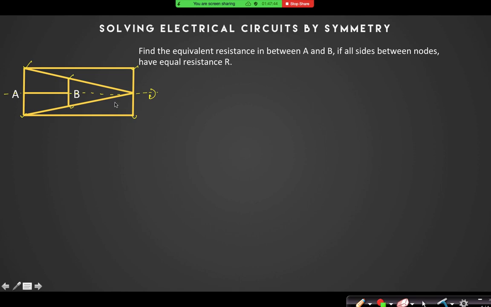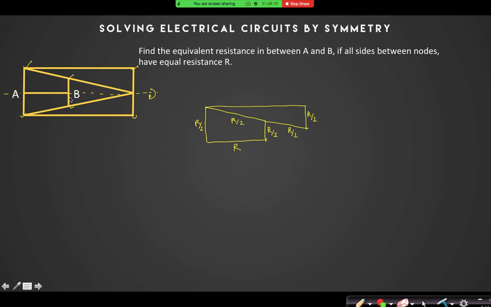If you just fold that circuit about this line, the circuit will look something like this. But now the resistance will be half. This resistance will be R by 2, this resistance will be R by 2, this resistance will be R by 2. This is R. This resistance will be R by 2 and this resistance will also be R by 2.